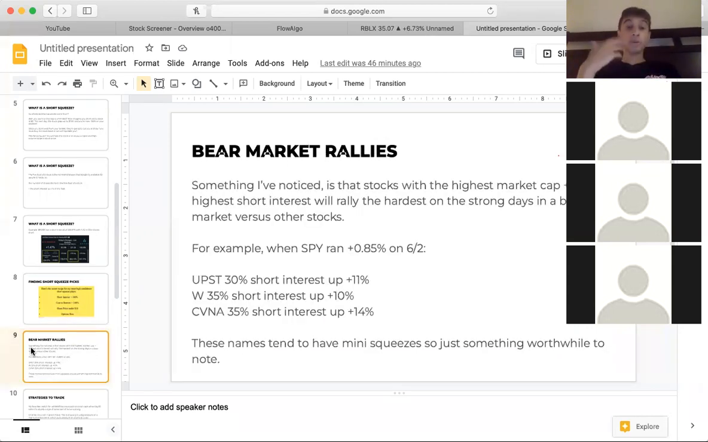Another thing I wanted to talk about: stocks with high short interest actually do very well in their bear market rallies. We all know we're in a bear market right now, but you notice on the days that we have those violent moves up, certain stocks actually make bigger moves than the S&P 500, right? So how do you find them? Well, these are the stocks with the highest percent of short interest and the highest market cap. So these bigger companies with large short interest, like Upstart, Wayfair, and, did somebody have a question?